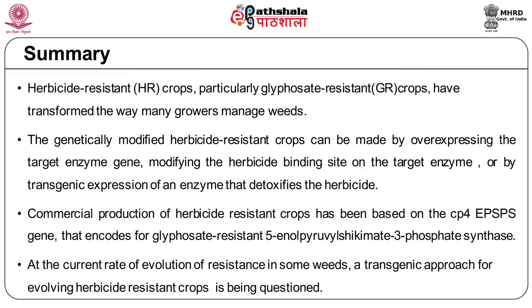Commercial production of herbicide-resistant crops has been based on the CP4 EPSPS gene that encodes for glyphosate-resistant 5-enolpyruvyl shikimate 3-phosphate synthase. At the current rate of evolution of resistance in some weeds, a transgenic approach for evolving herbicide-resistant crops is being questioned.